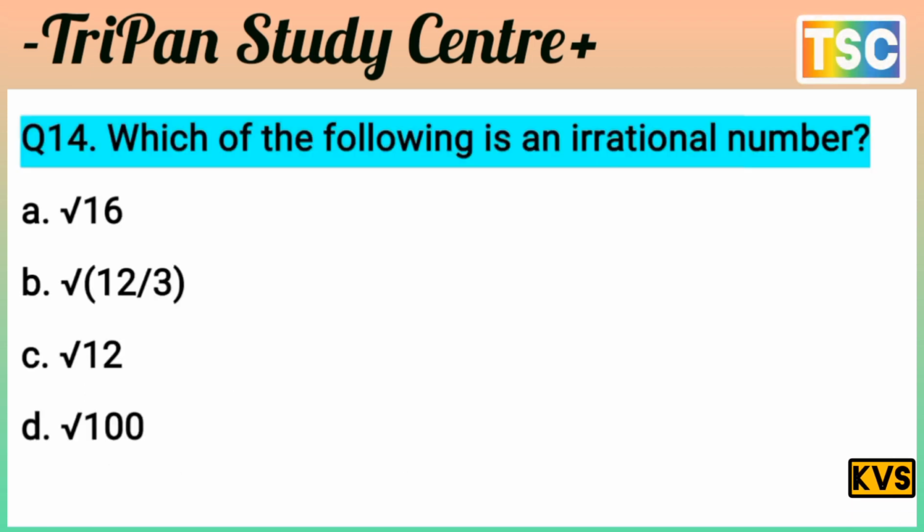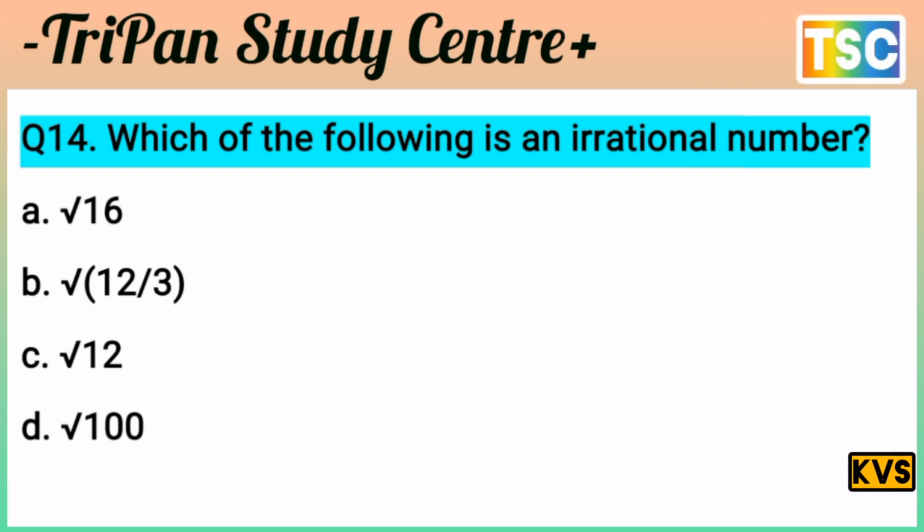The question is: which of the following is an irrational number? That's an important question for the exam. A, under root 16. B, 12 upon under root 3. C, under root 12. D, under root 100. You know that's the most important question. I give you a few seconds to calculate this question in your notebook.